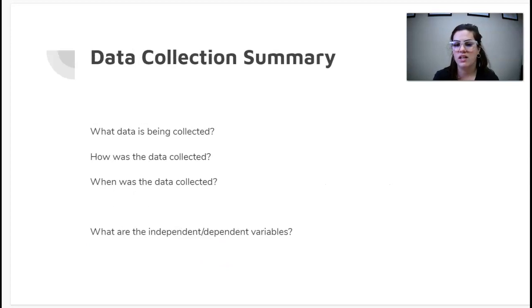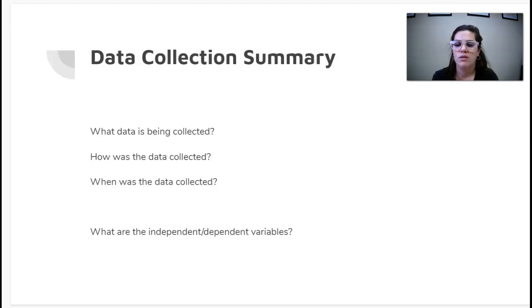Next, we have data collection summary. This sounds just like it says. What is the data that's being collected? How was it collected? And when was it collected? Also, in this section we are going to answer what is the independent, dependent, and the control variable.